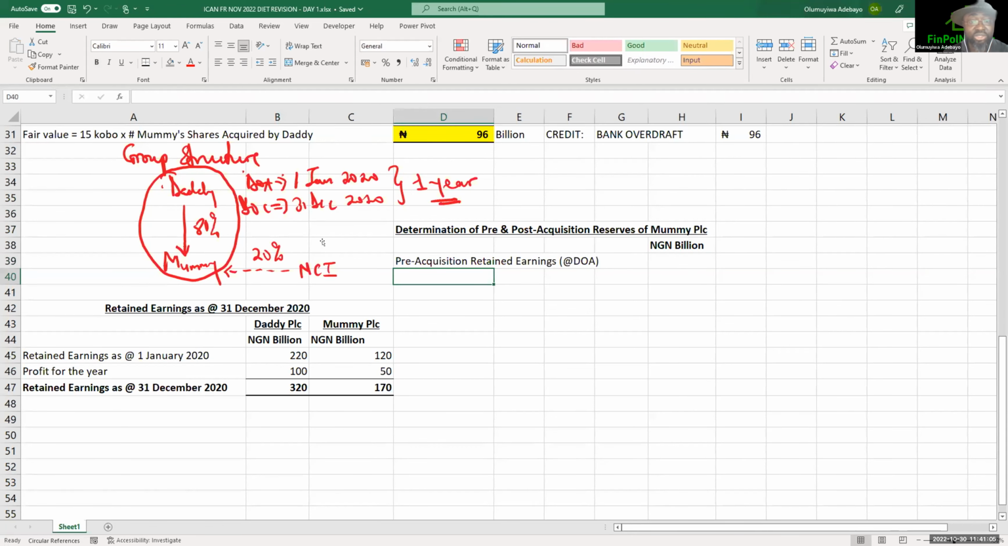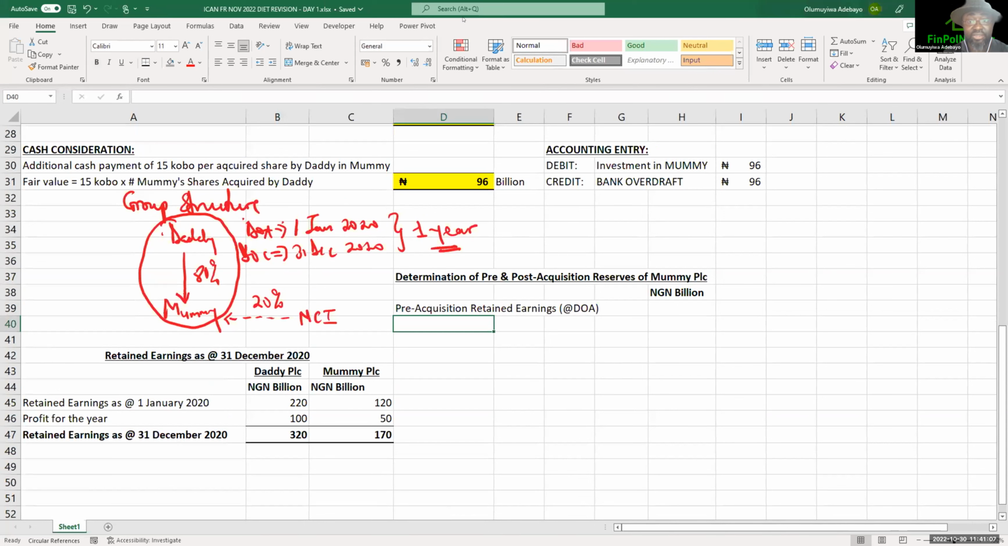And what is the date of acquisition? 1st of January 2020, and it coincided with this date, which means that I can tell you that vividly, this 120 is pre-acquisition. Now let me get an arrow.